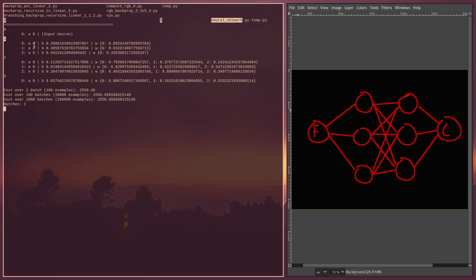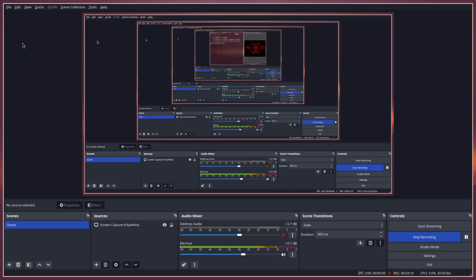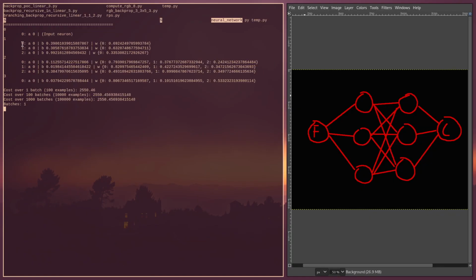Here for 1, that's this layer, you can see it also has 0, 1, and 2, which is the 3 neurons in this layer. So 0 is this one, 1 is this one, and 2 is that one. And for each of these it shows their activation. So all of these also got set to 0. And you can see the whole network was set to 0, which made the output 0.